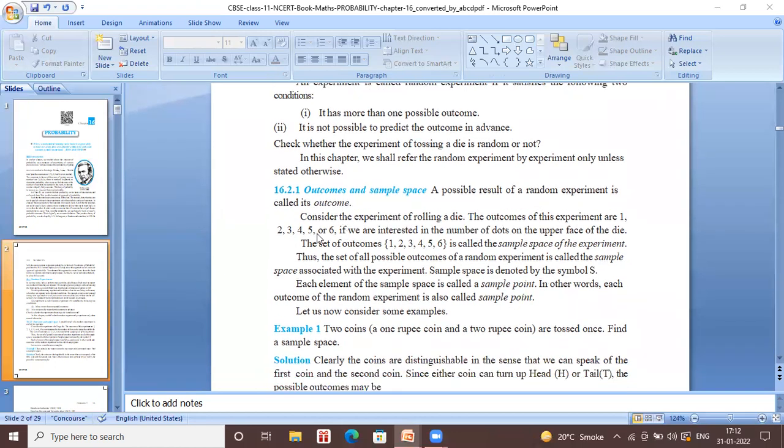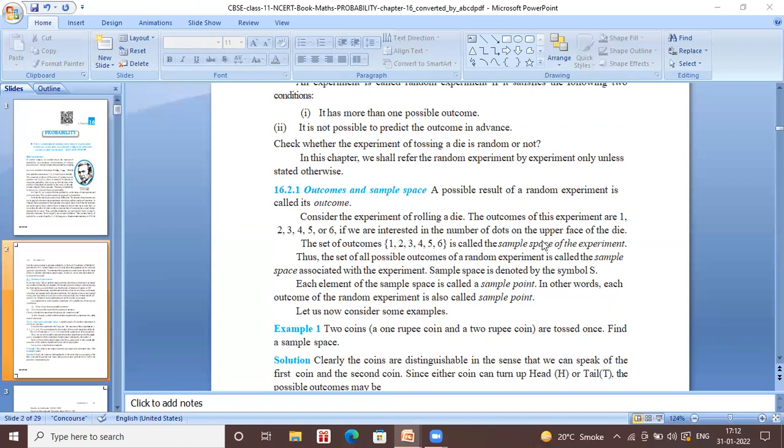Now children, just see here, consider the experiment of rolling a die. Definitely it has 6 faces. When we roll it, it will give either 1, 2, 3, 4, 5, or 6. If we are interested in the number of dots on the upper face of the die, then the set of outcomes is the die will show 1, 2, 3, 4, 5, 6, and since it is under curly braces, it is a set, as we did in chapter 1 on sets. This is called the sample space of an experiment.